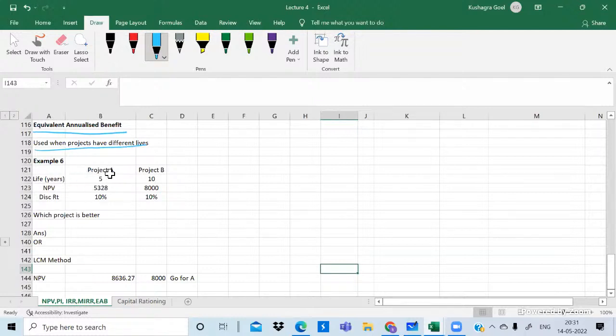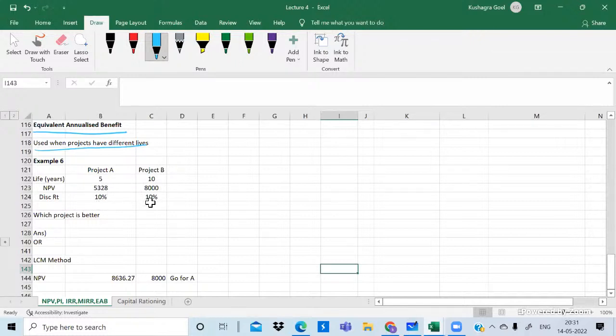So you have example number 6 over here, where there are two projects. You've got project A and you also have project B. Project A has a life of 5 years. Project B has a life of 10 years. NPV is given as 5328 and over here it's given as 8,000. And the discount rate or your cost of capital for both the projects is 10%.